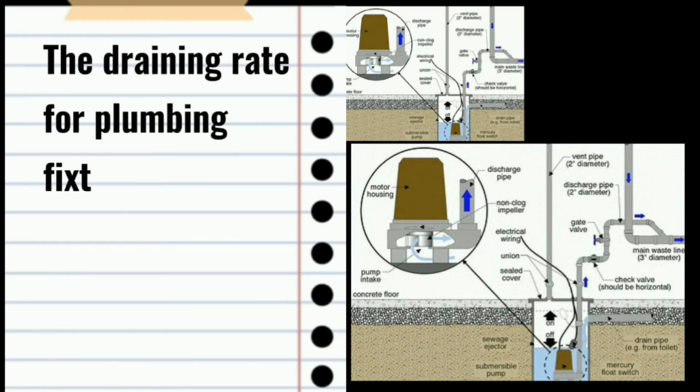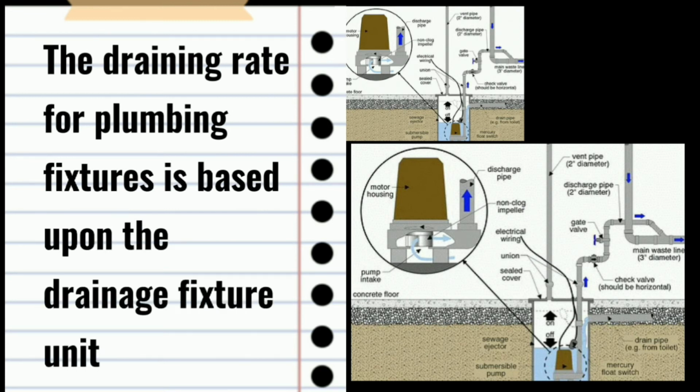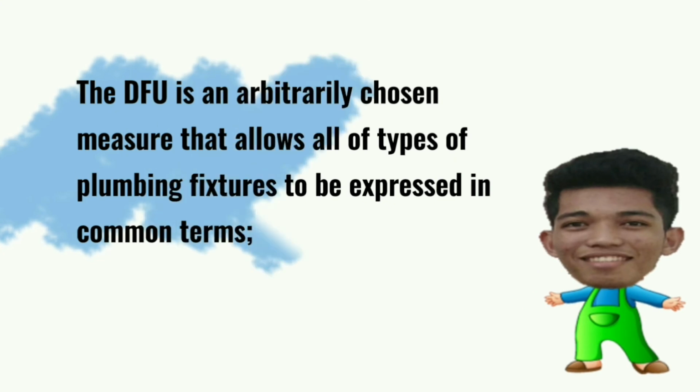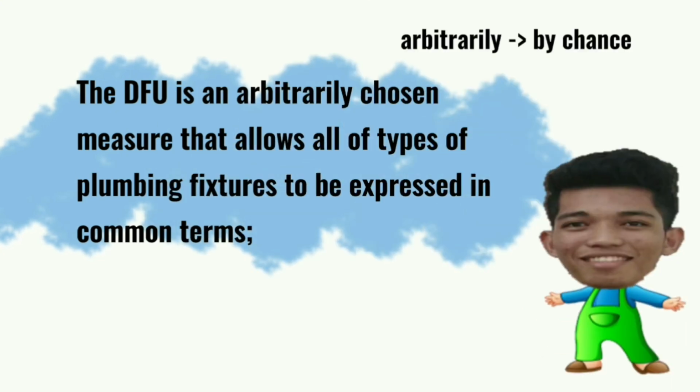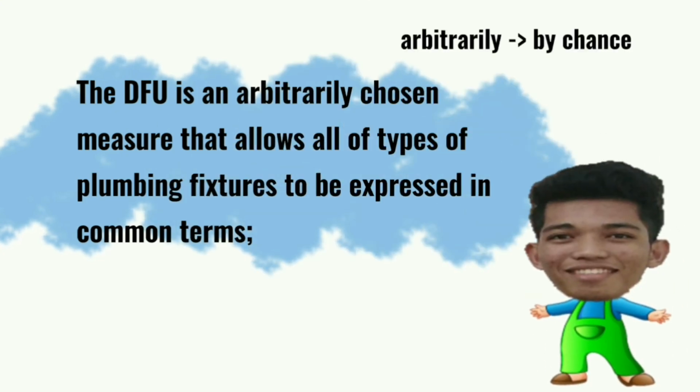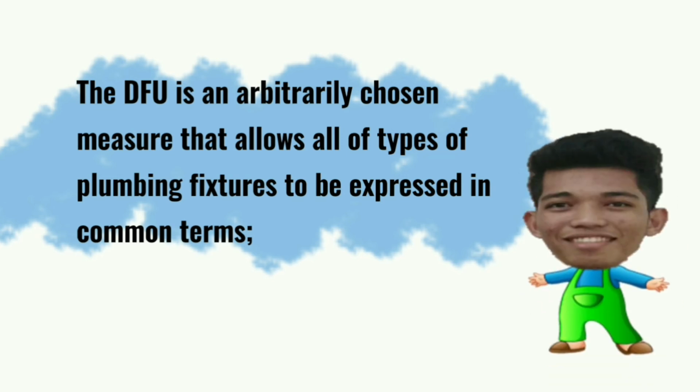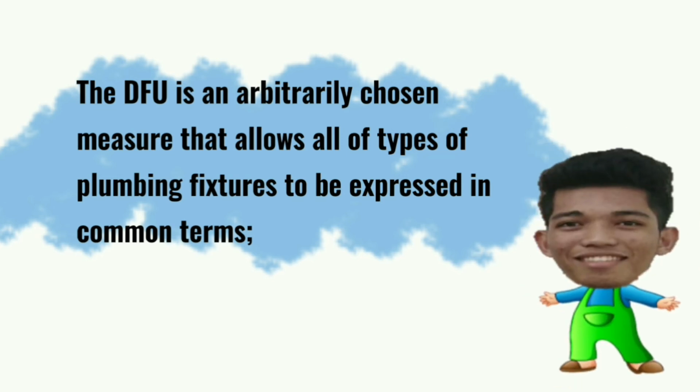The draining rate for plumbing fixtures is based upon the drainage fixture unit or DFU. The DFU is an arbitrarily, so pag sinabi natin arbitrarily is by chance or nagkataon, arbitrarily chosen measure that allows all types of plumbing fixtures to be expressed in common terms.